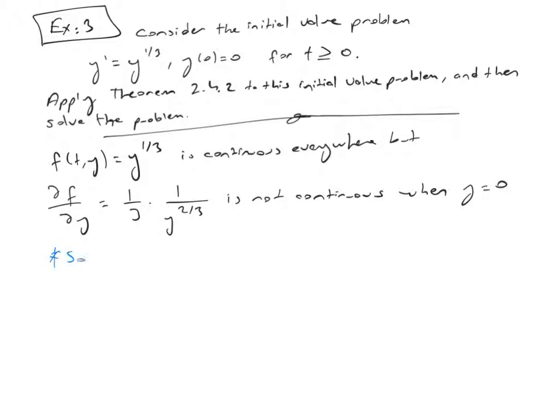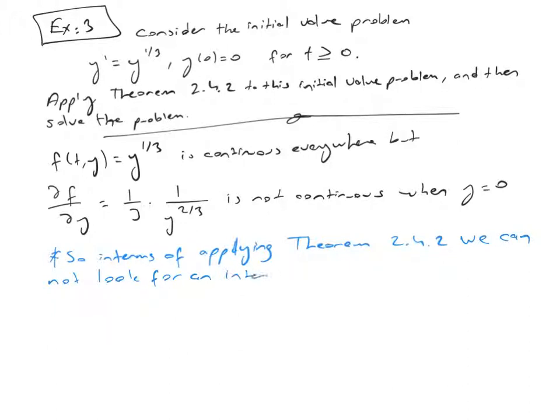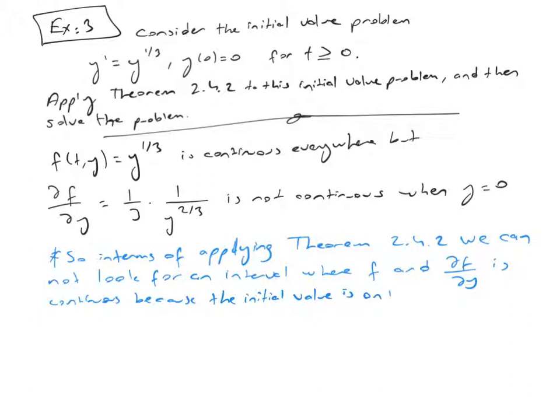So, in terms of applying Theorem 2.4.2, we cannot look for an interval where f and df over dy is continuous, because the initial value is on the line where df over dy is discontinuous.